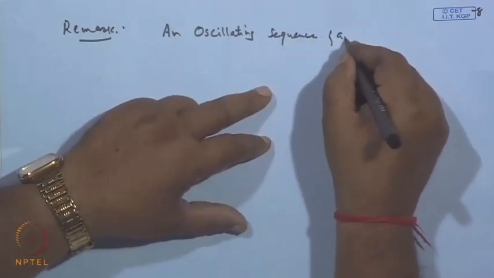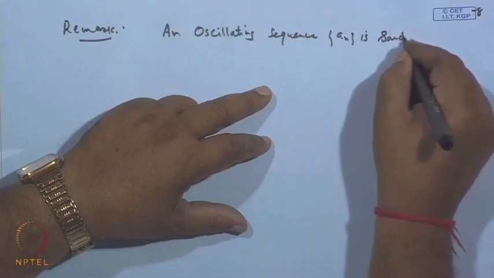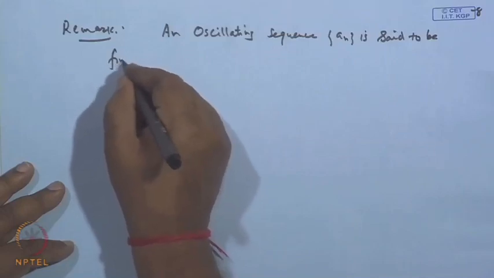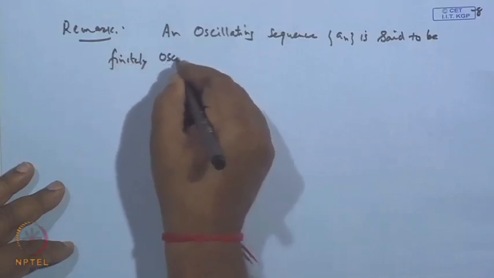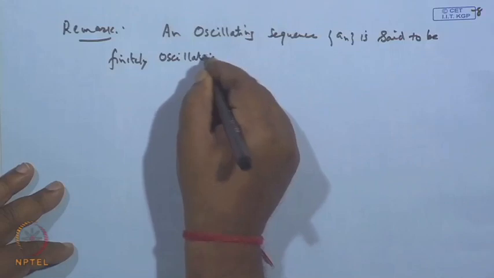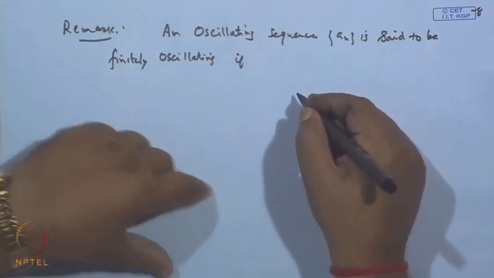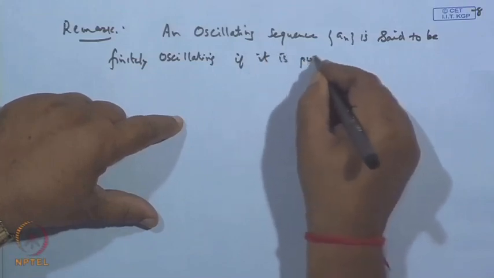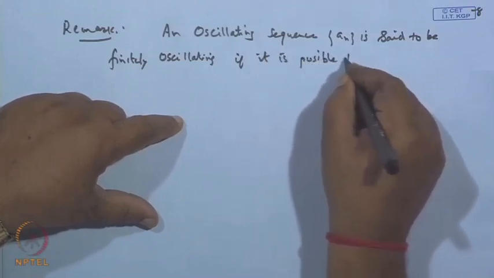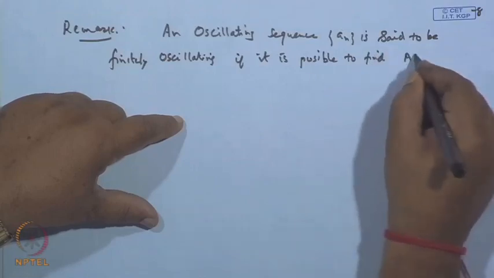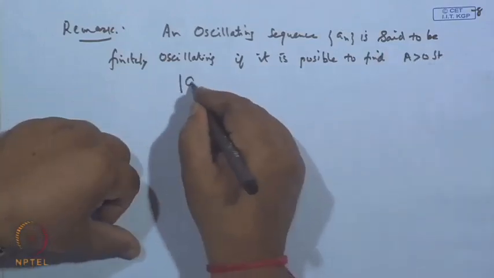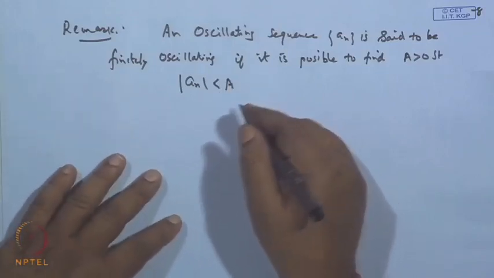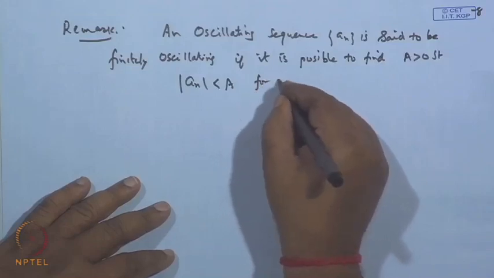Sequence a n is said to be finitely oscillating if there exists a number a, if it is possible to find a number a greater than 0 such that all the terms of the sequence remain less than a. All the terms of the sequence remain less than a for all values of n.